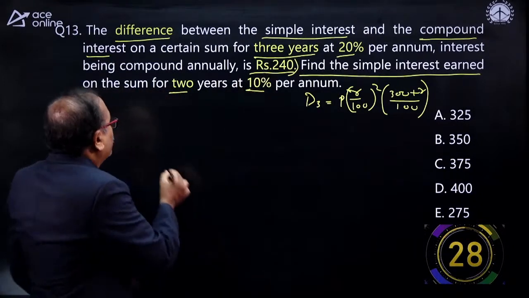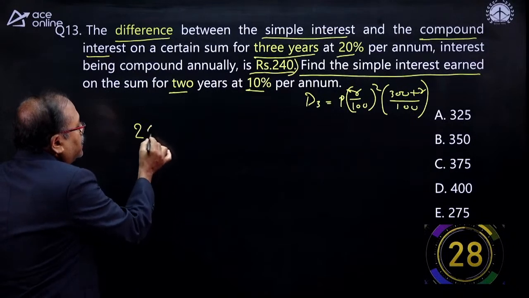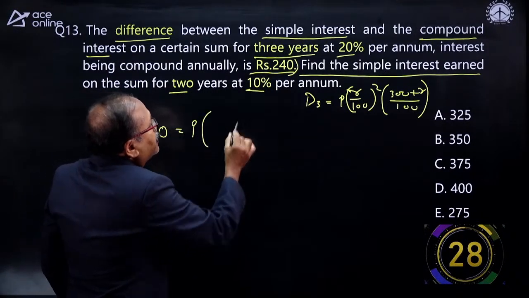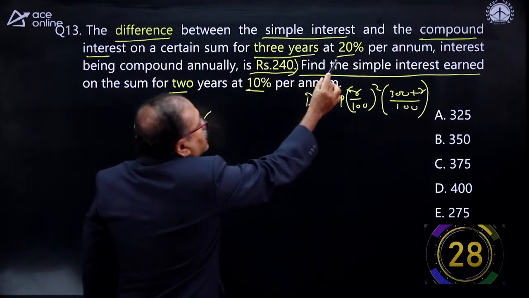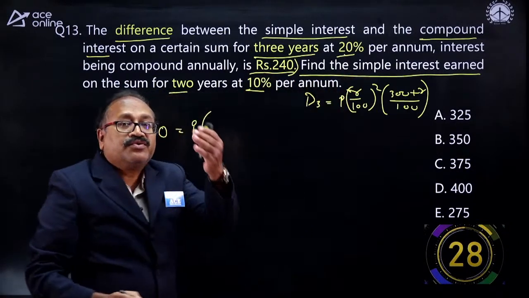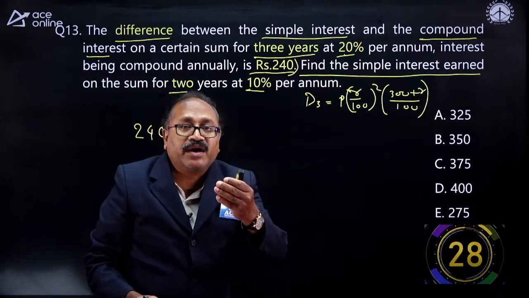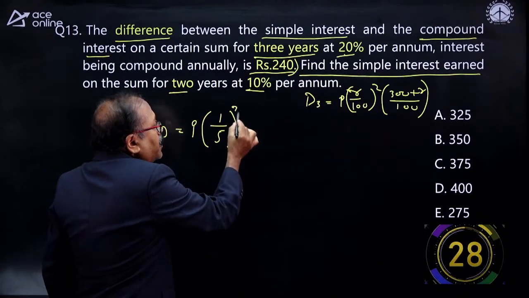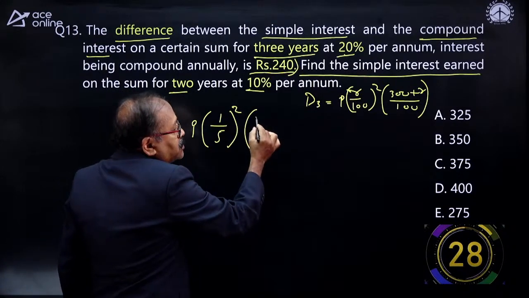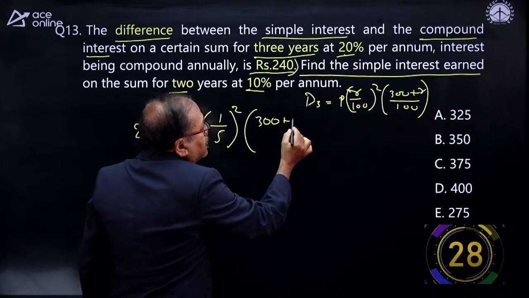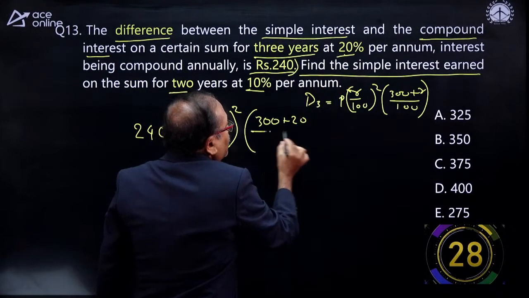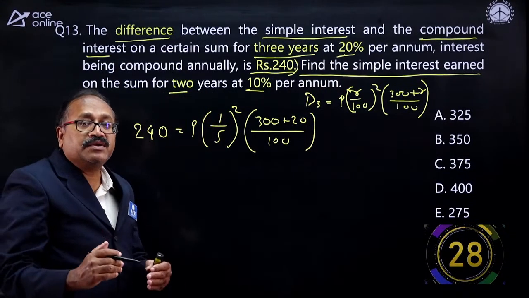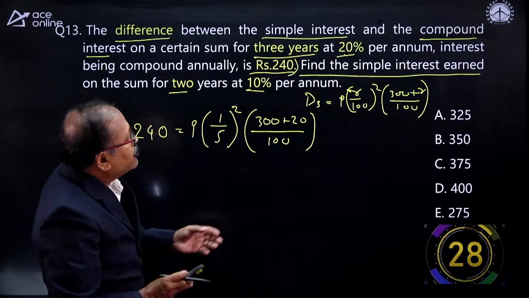The difference is 240. So write down this 240, which is equal to P into (R by 100) to the whole power 2 into (300 plus R by 100). What is the R in the initial case? That's 20%, so 20 by 100, which is 1 by 5. So write down 1 by 5 to the whole power 2 into 300 plus R, where R is 20% here, by 100. This will give you the principal, and once you get the principal, you can find out the answer.